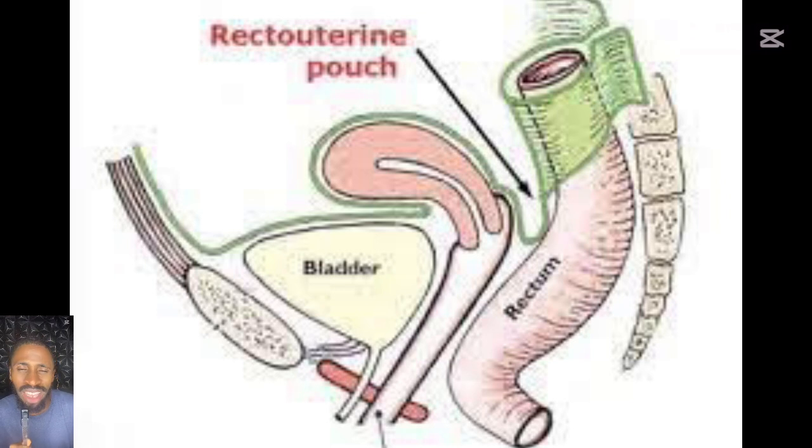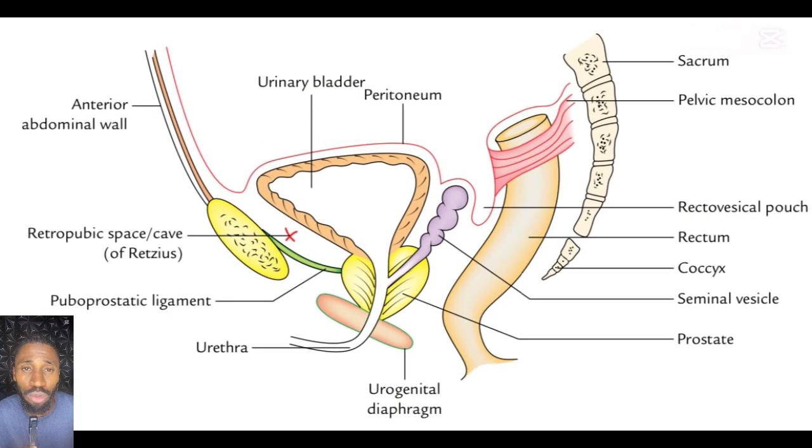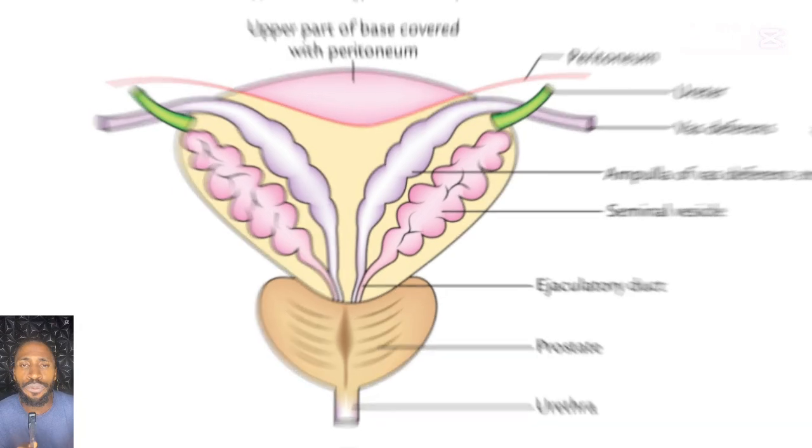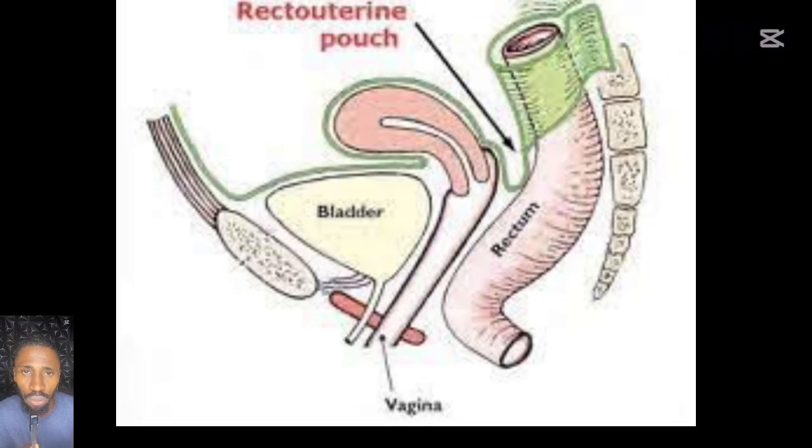Now for both sexes, the upper two-thirds is related to the uterovesical pouch and the rectovesical pouch. Now the lower one-third for the male contains the seminal vesicle, the prostate gland, and the vas deferens. The lower one-third is not covered by peritoneum, only the upper two-thirds. For the female, it is just related to the vagina. Don't forget: upper two-thirds for the male is the rectovesical pouch, and the lower one-third contains the prostate, the seminal vesicle, and the vas deferens.